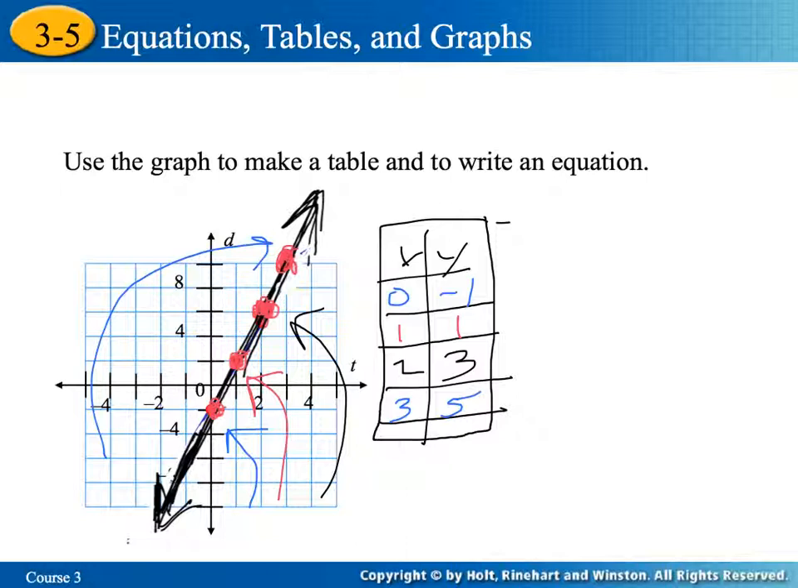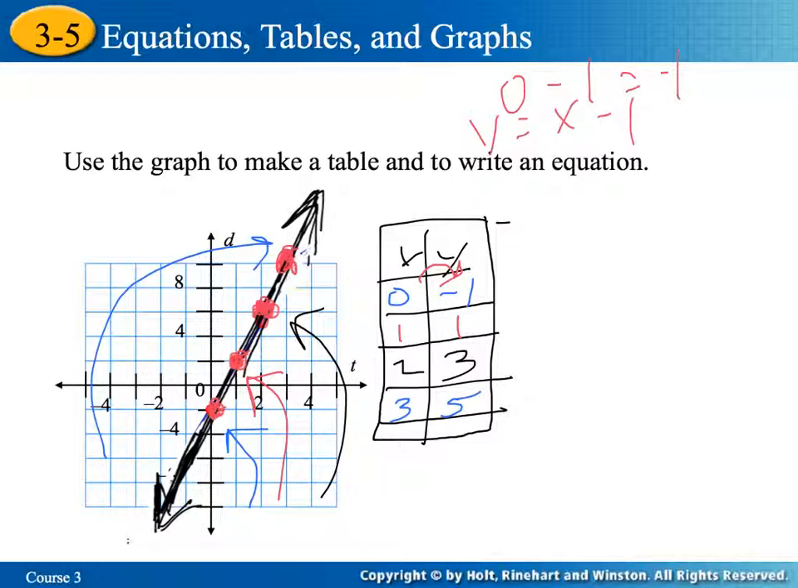Now what we have to do is come up with an equation for this. So how do I get from 0 to -1? Remember, it's not always just one simple equation. If I were to test this out, how could I get from 0 to -1? Well, I could take 0 minus 1 and I get -1. So my equation would have been y equals x minus 1.